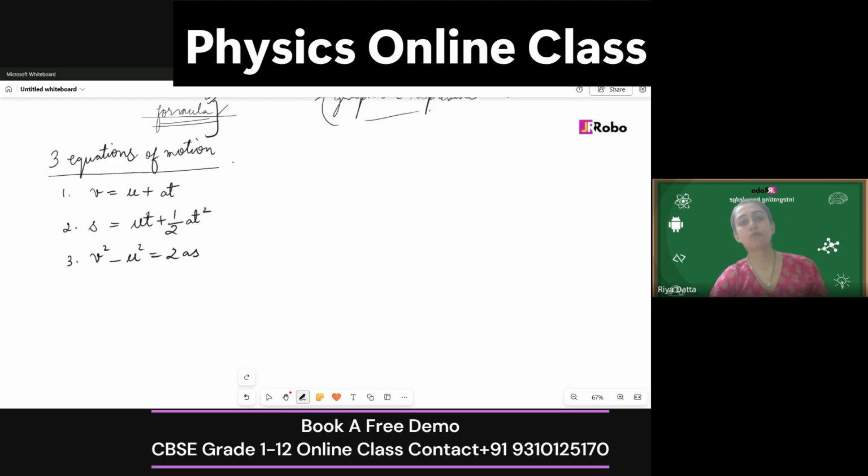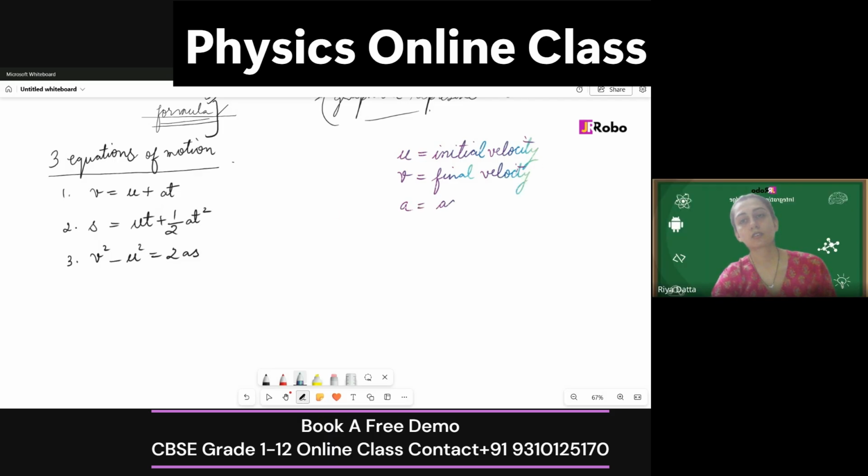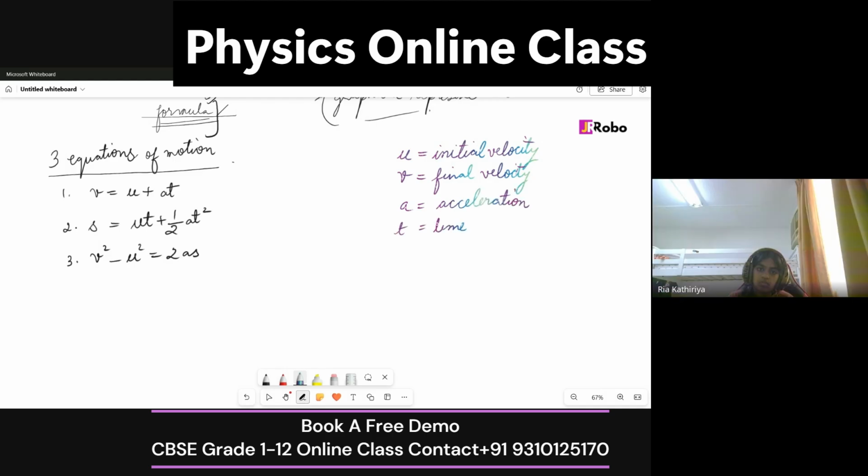Okay. So now we should know what all these values mean. You know all of them. We have discussed them already. Starting from the first equation, we have U. I told you U stands for initial velocity, right? That means the velocity which the body has initially when the situation given in the question started. Then V is the final velocity. A stands for acceleration, and T here means time, right?